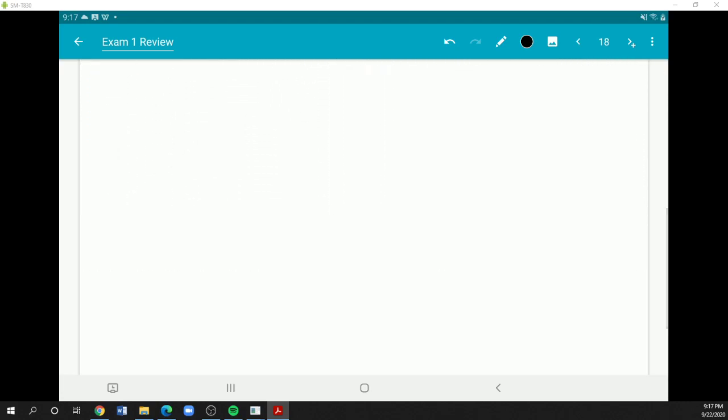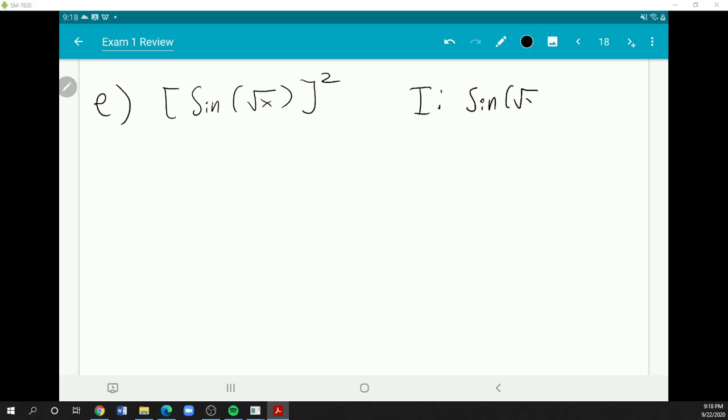Do I have room for e? Yeah. So part e, take the derivative of sine of the square root of x, squared. This is one where you have to do the chain rule twice. So my inside function is sine of root x. I'll call that u. My outside function is u squared.